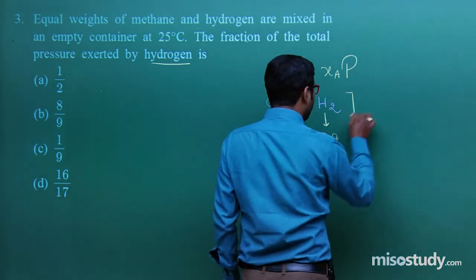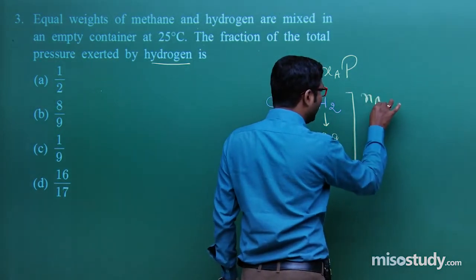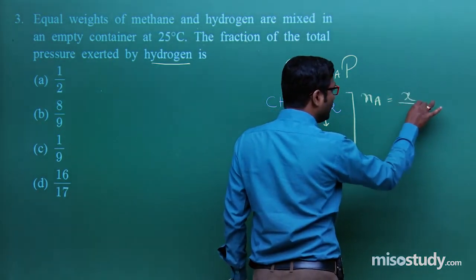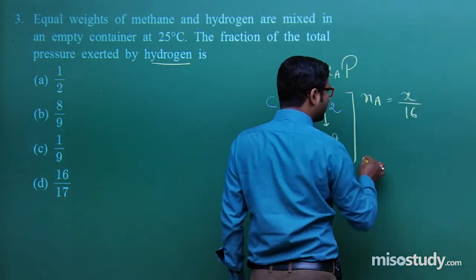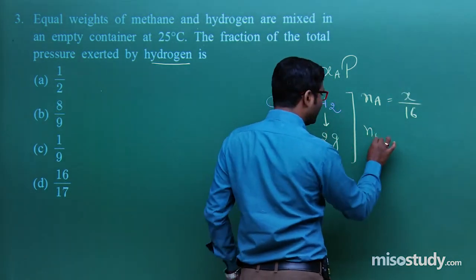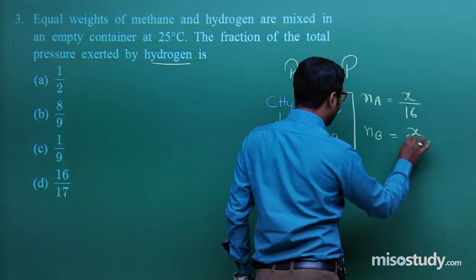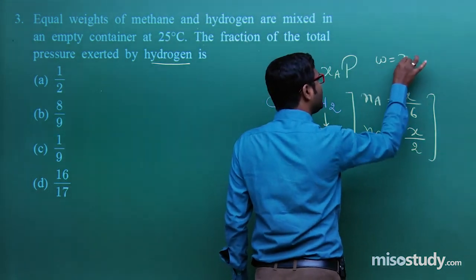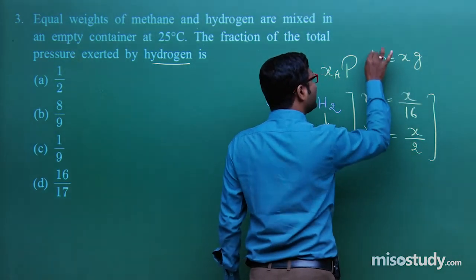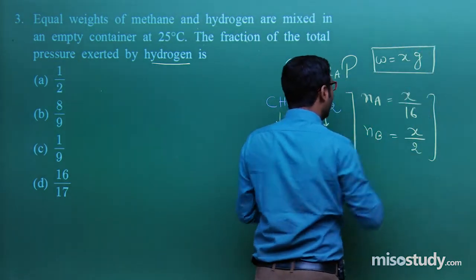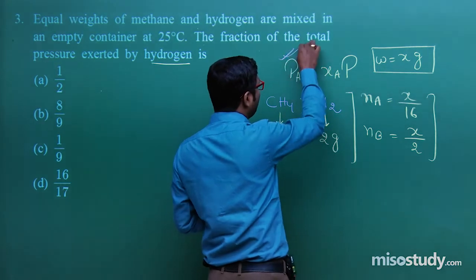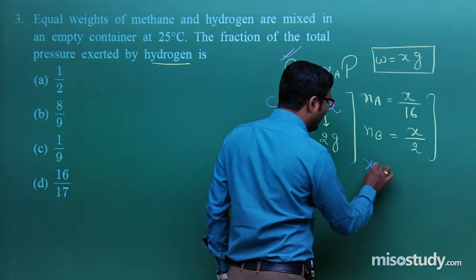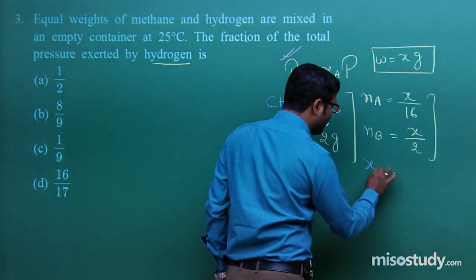We know, first of all, the number of moles Na is equal to X, where X is the weight, and for hydrogen, Nb is equal to X upon 2. Here the weight W is equal to X gram for CH4 and H2. Clear to you? Now tell me, if I consider hydrogen, then what is the value of mole fraction Xb?